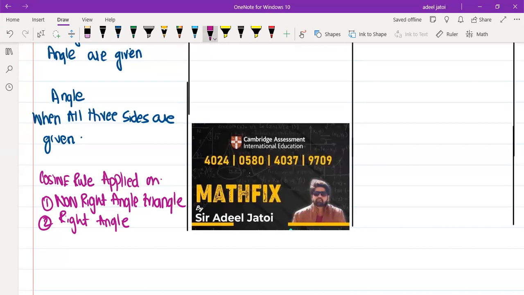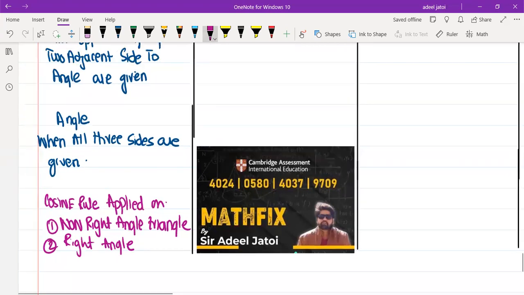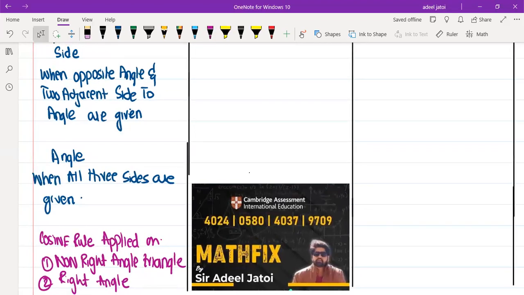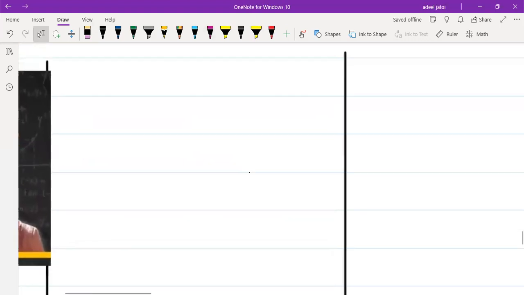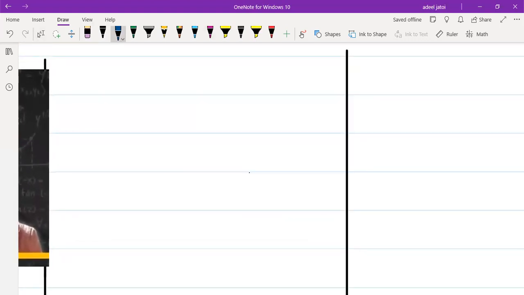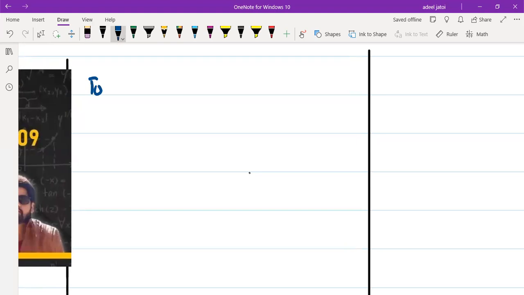So normally when we look into non-right angle triangle and we see that to find side, opposite angle and two adjacent sides are given, we use cosine rule to find the side. To find the angle, if all the three sides are given, then the cosine rule will be used. Now, generally, there are 6 formulas that are there to find side.